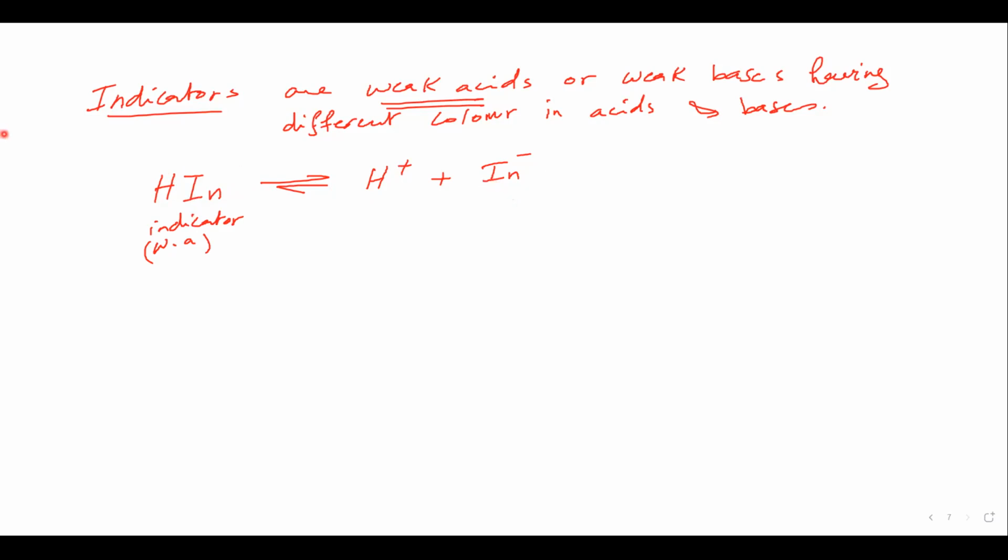If you take, for example, something like methyl orange, its acidic form is red in color, and its alkaline form, its conjugate base, is yellow. So if it is placed in an acid, what will happen?